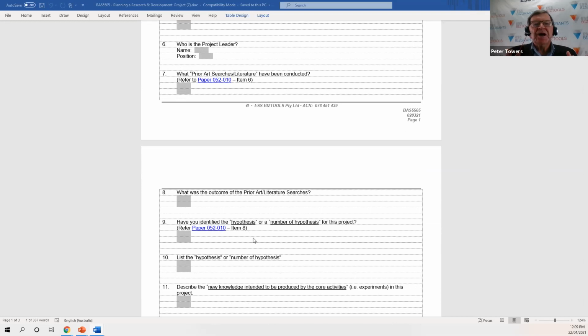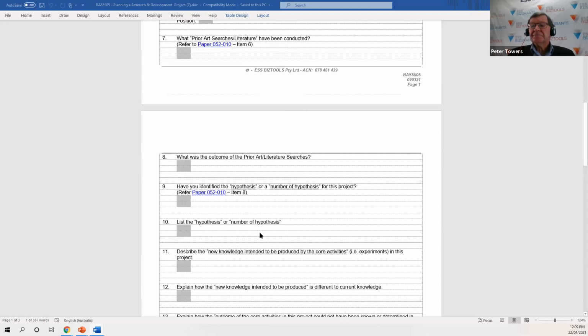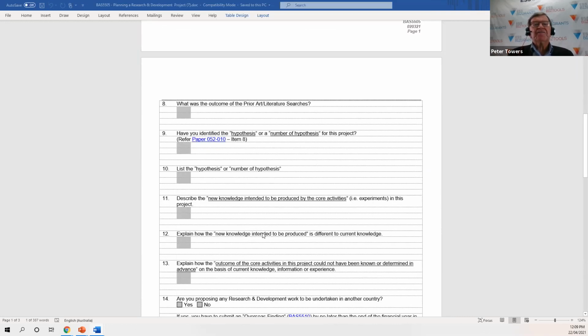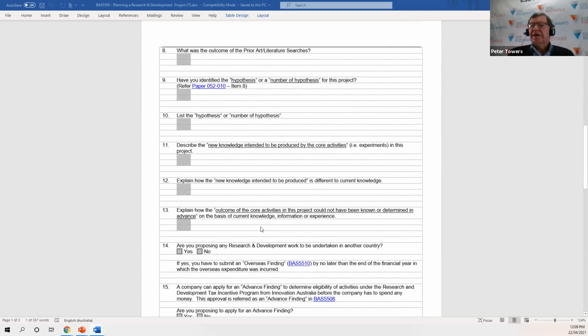And your client needs to be identifying an hypothesis or hypotheses. What are they trying to prove or disprove by these research activities? And what new knowledge are they hoping to achieve? And they have to be able to clarify that the new knowledge that they are planning to produce is going to be different from current knowledge. And they need to be able to explain how this new knowledge has to be developed at the end of the research and development. It cannot be determined now based on current knowledge.